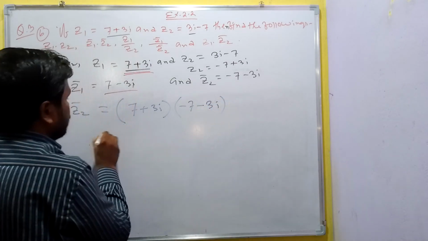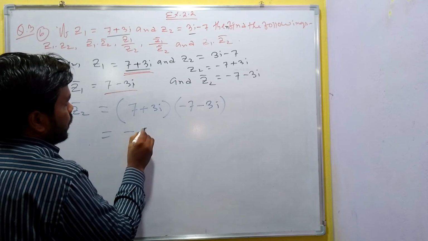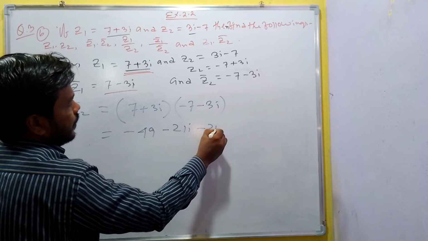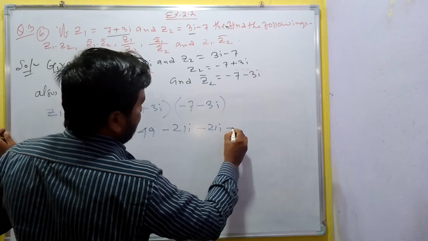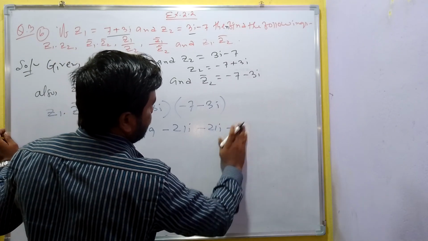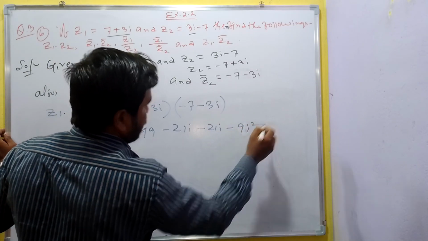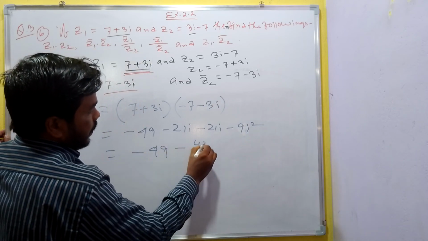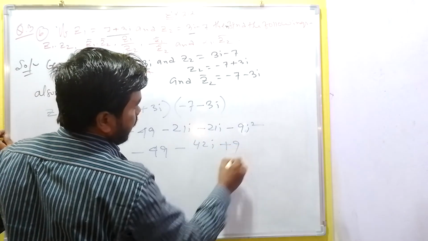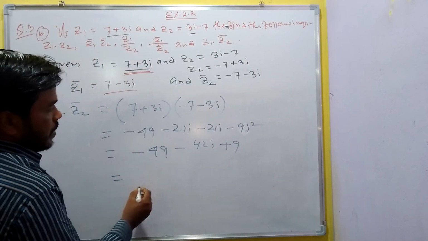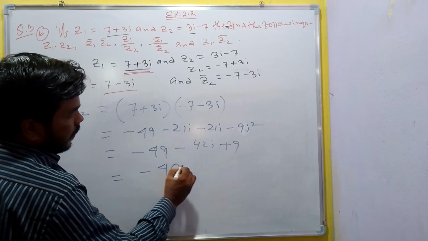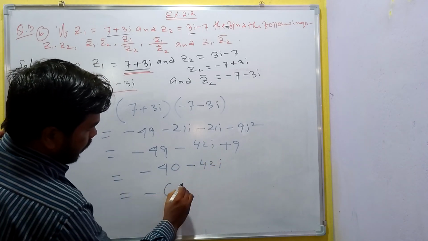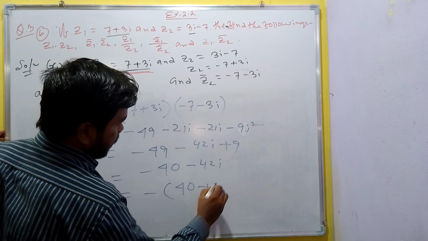So multiply these two: minus 49 minus 21i minus 21i, then minus 9, 3 threes are 9i square. So minus 49 minus 42i plus 9. Then you can see minus 40 minus 42i. You take common minus, so minus of 40 plus 42i.